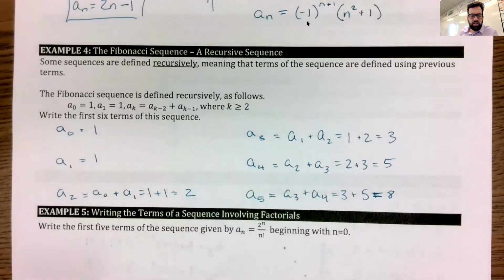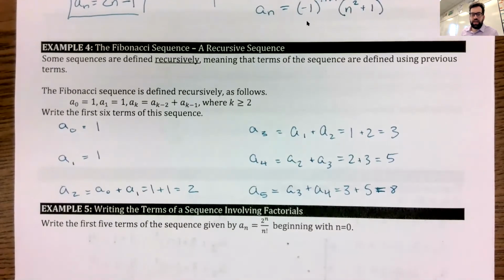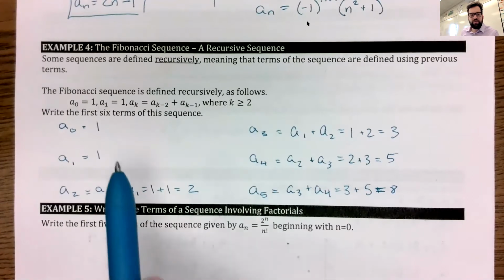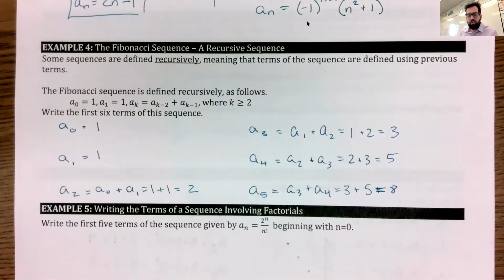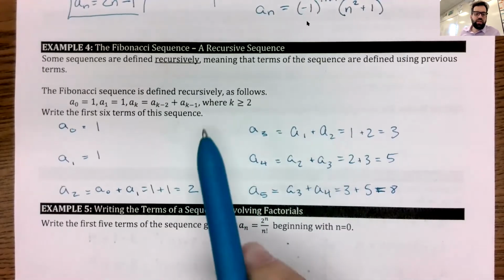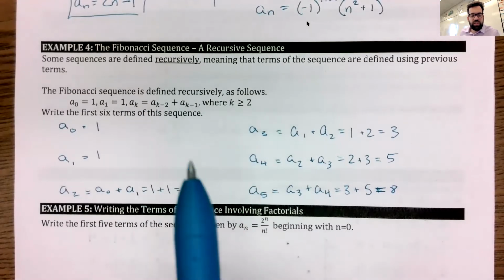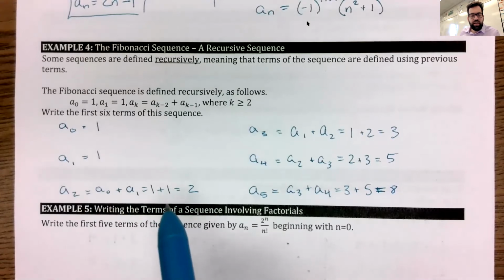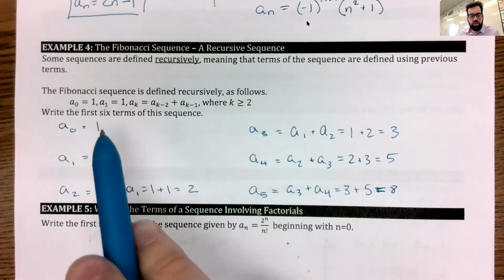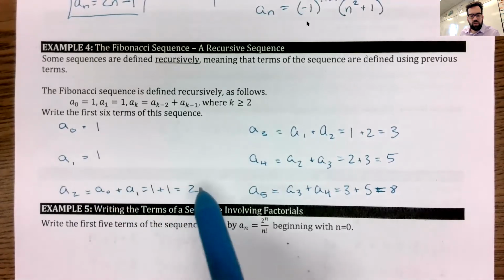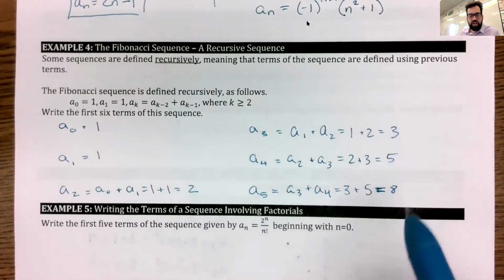Recursively defined sequences are a little trickier. In order to get like a sub 10, for example, we'd have to find all of the previous terms before we can get to 10 so that we know the previous terms to plug in. But to say this in just common language instead of this kind of bizarre looking definition, the Fibonacci sequence starts with 2 1s, and then every term after that is the previous 2 terms added together. So we do 1, 1, 1 plus 1 is 2, 1 plus 2 is 3, 2 plus 3 is 5, 3 plus 5 is 8, etc. That's how the Fibonacci sequence works.